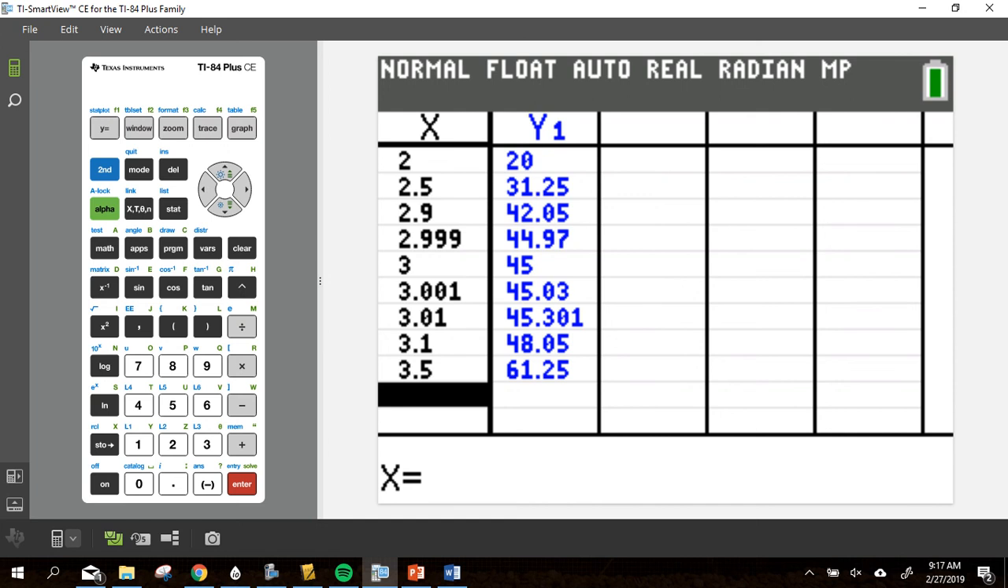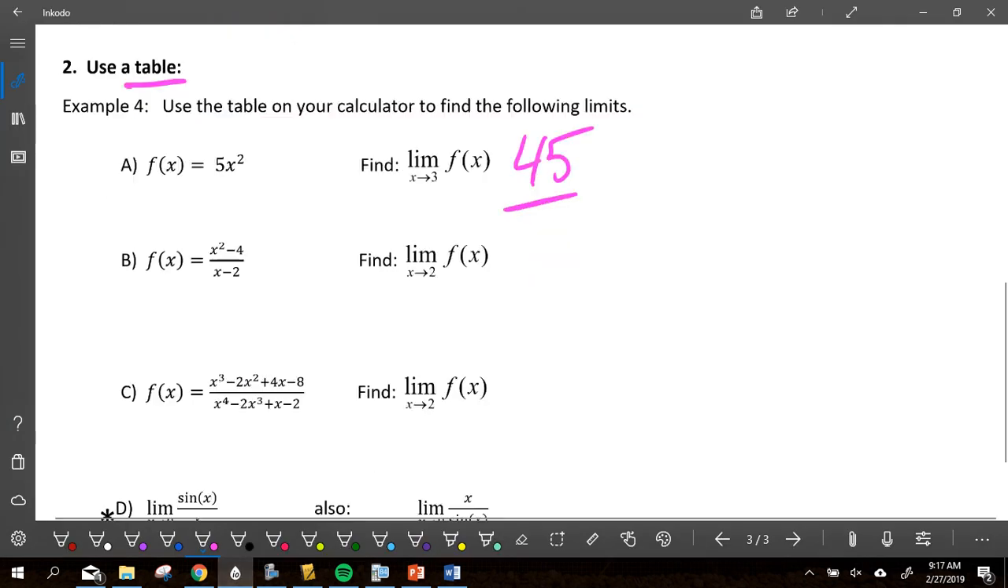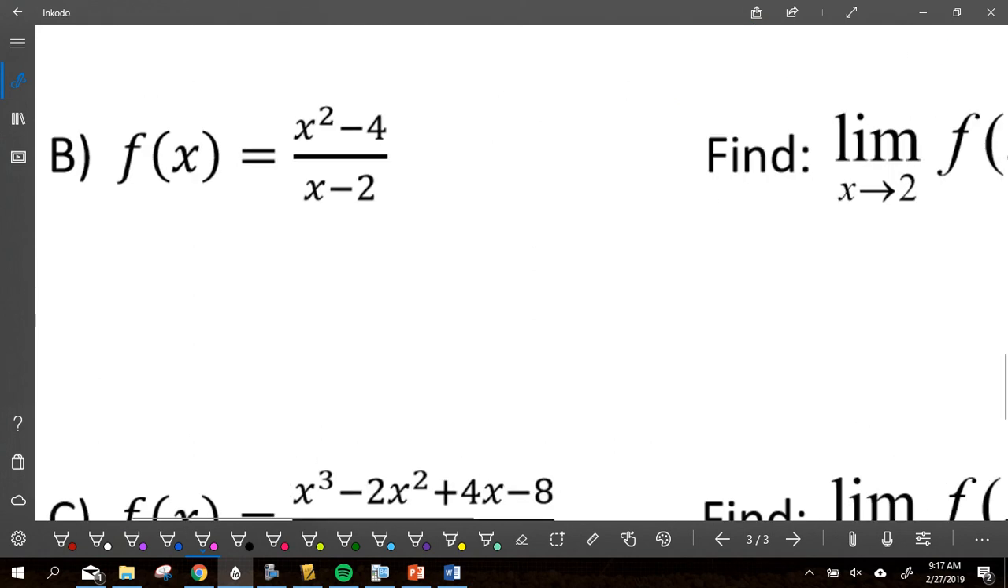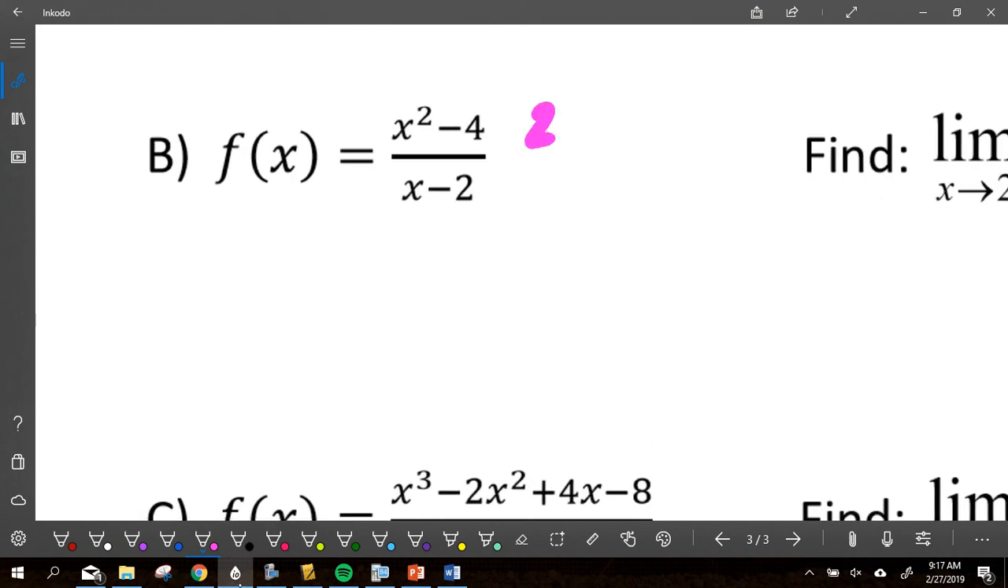Makes sense on the first one. Let's look at the next one. X squared minus 4 over x minus 2. The last one, Hannah said we could just plug a number in. Plug in 2 real quick. You don't need a calculator to plug in 2. 2 squared minus 4 over 2 minus 2. What happens when you plug in 2? You don't get 0. You don't get undefined.